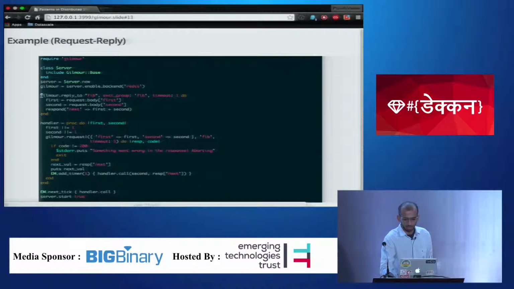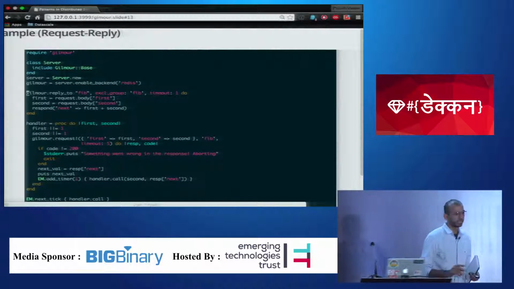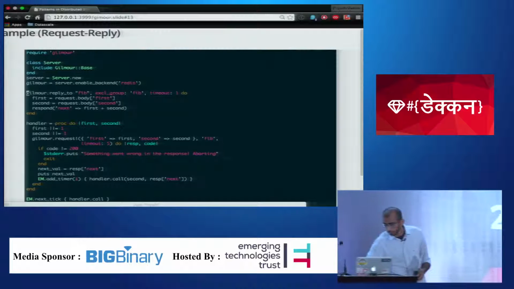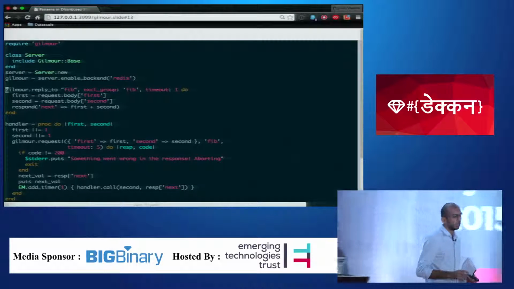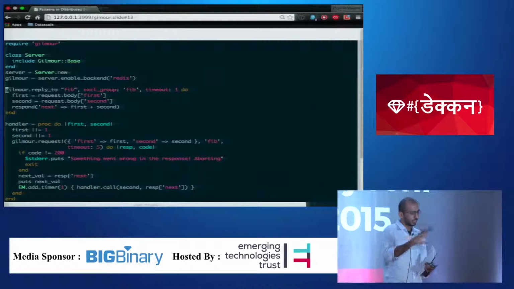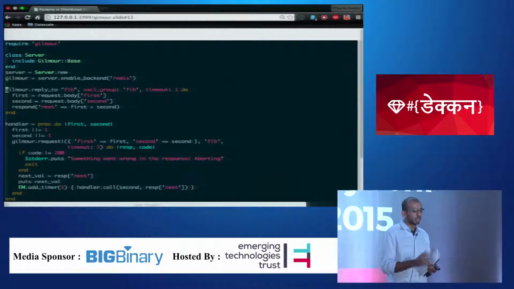Yeah, so we take the same example here. Now, this is a small Fibonacci series generator. Same server created, same backend created. In a handler, we take our first values and we say Gilmour.request. There's a first value coming in and a second value which goes in. There's a timeout of 5 seconds, so no job is going to run for more than 5 seconds.